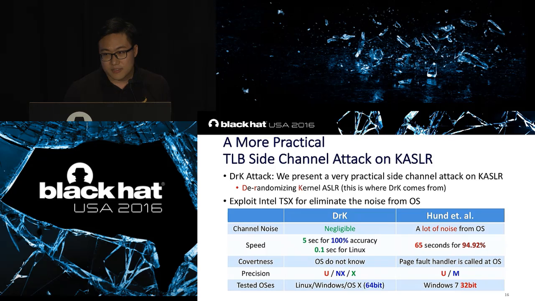And it's covert because there's no operating system handling routine involved. And its precision is much better. For example, we can also detect executable or non-executable pages, while the prior attack cannot do that. And we make it very practical, so we applied the attack to all of the commodity operating systems, like Linux, Windows, and OS X.